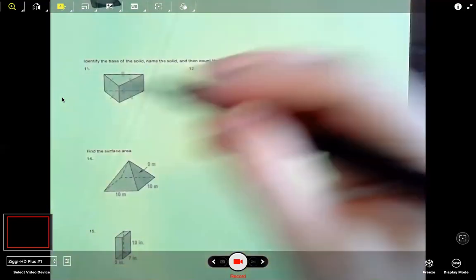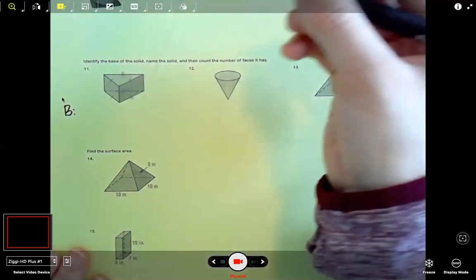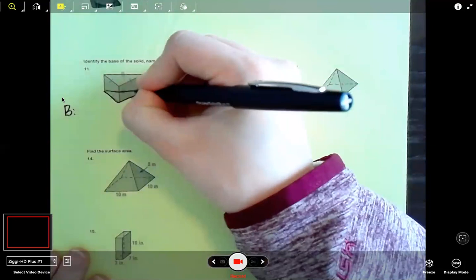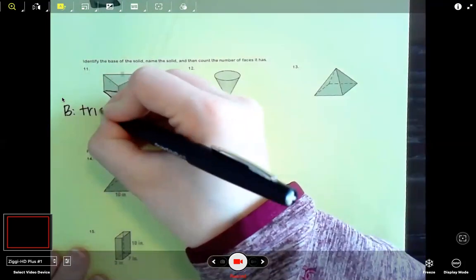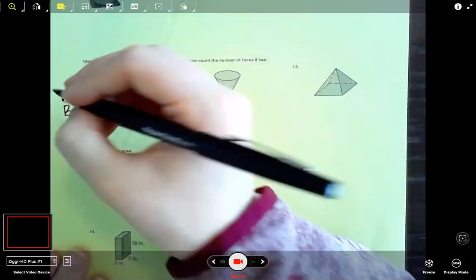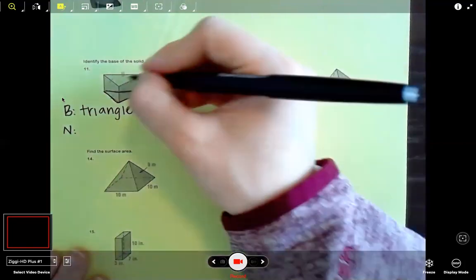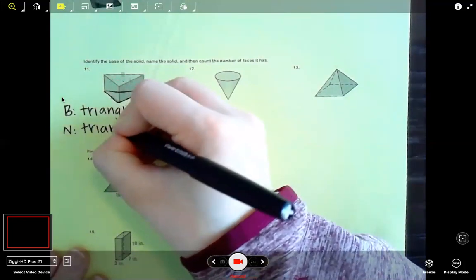Okay, so let's label. We'll do B for base. So remember the base is kind of like the bottom. So what's my bottom shape down here? Triangle. Yep, so our base is a triangle. If we want to name it, is it a triangular prism or a triangular pyramid? Prism. Yep, because both of the sides are flat. So triangular prism.